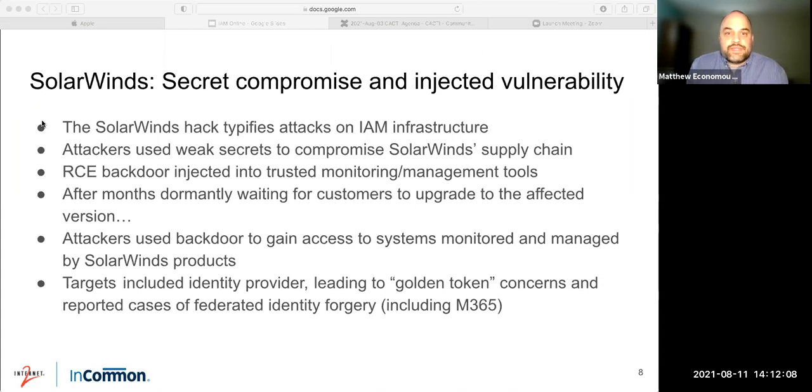The SolarWinds hack entailed the exploitation of a weak and exposed secret in a seemingly low-value target, part of the SolarWinds software supply chain. And that was used to inject backdoors into software trusted by numerous downstream customers. Those customers' trusted systems then became targets for compromise. And with those trusted systems being afforded high authorization access to critical infrastructure, including SAML identity providers, customer sites, what started as a simple secret compromise in a small part of the vendor's supply chain turned into something much more serious. A lot of focus was placed on this golden ticket effect.